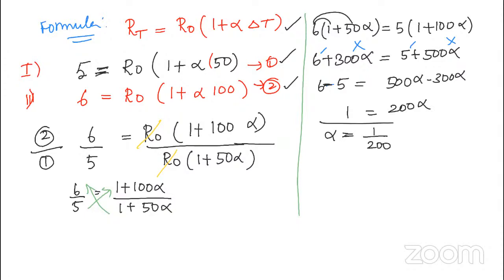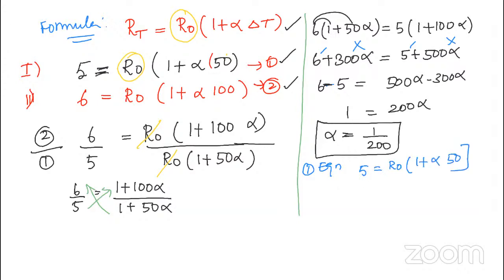Okay, the alpha value is found. What we need is the R0 value. To find R0, we can take whichever expression is easier, either 1 or 2. In the first expression we have 50, so let us choose the first expression. Writing equation 1: 5 is equal to R0 into 1 plus alpha into 50. In this expression we substitute the value of alpha.